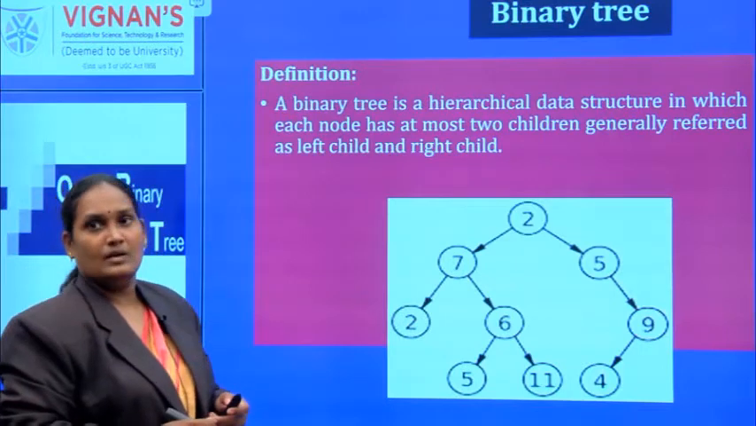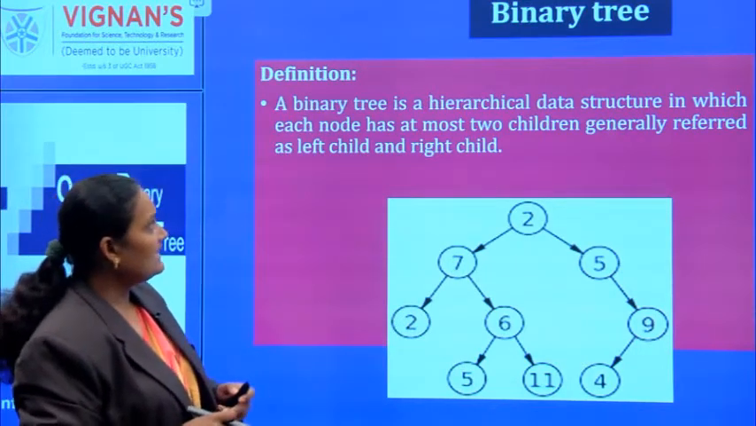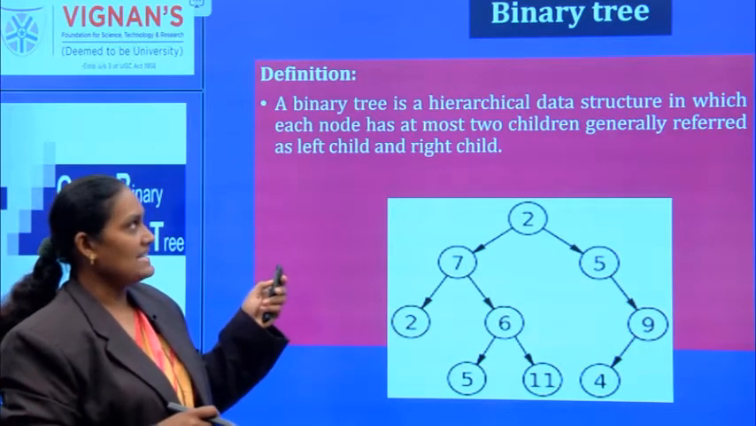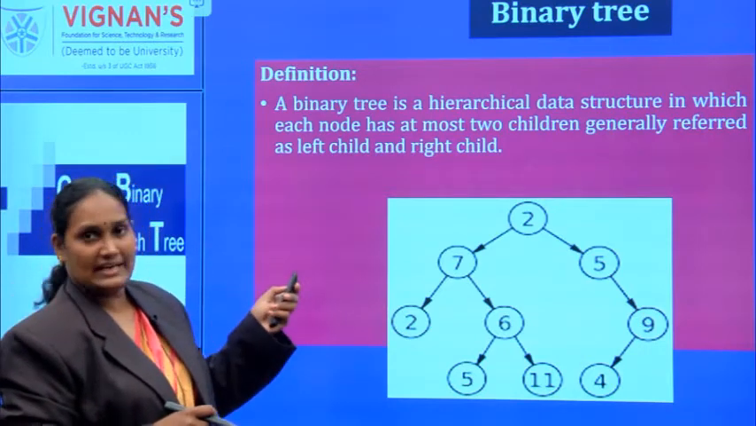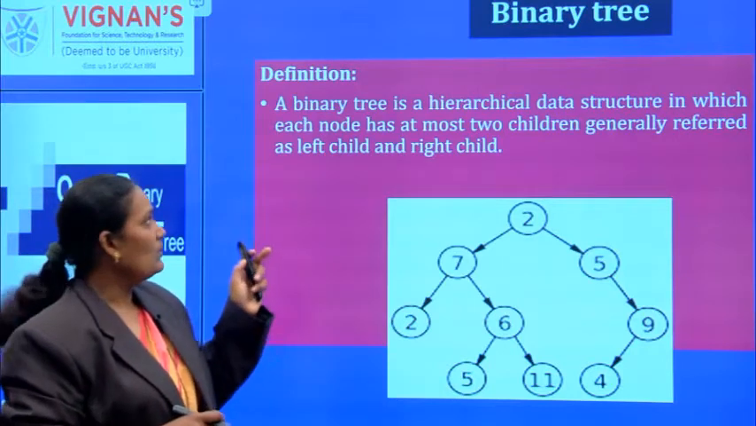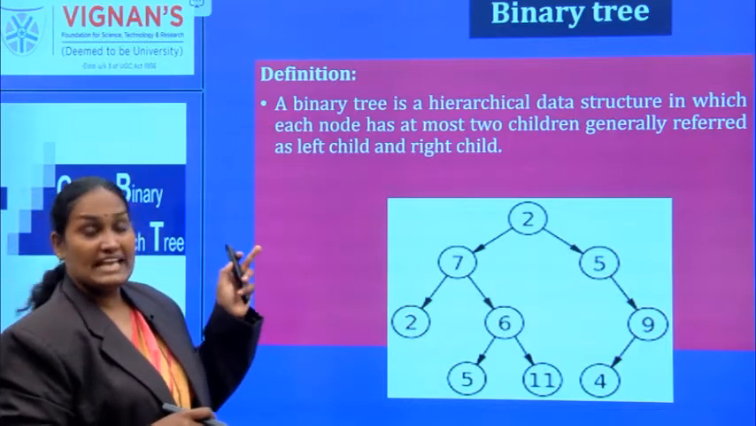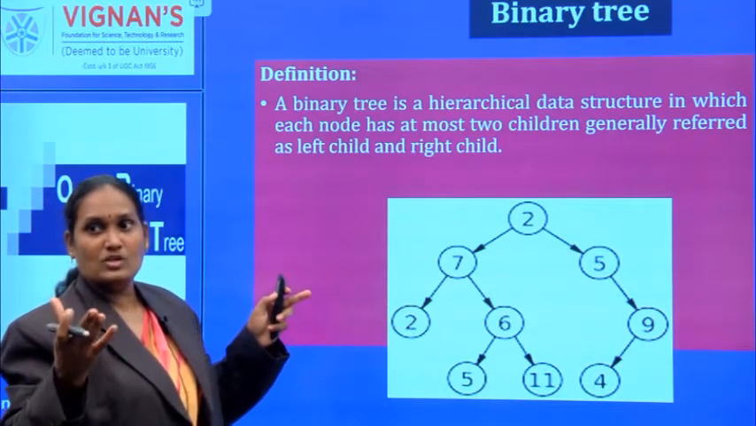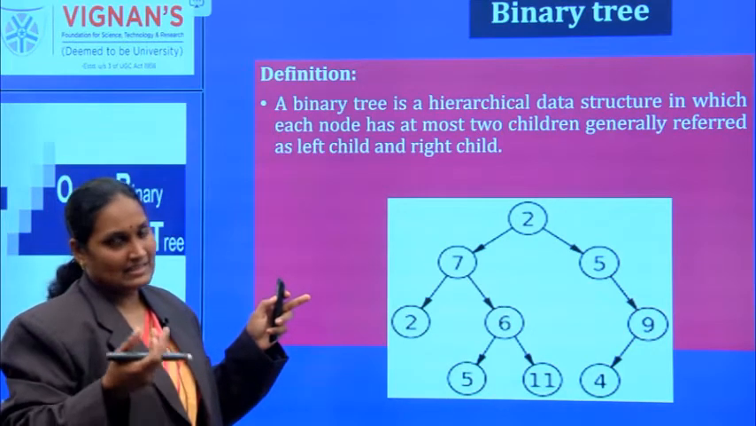Coming to binary tree, what is the definition of a binary tree? Let us see. A binary tree is a hierarchical data structure in which each node has at most two children, generally referred to as the left child and the right child. At most two children, those two being the left child and the right child.